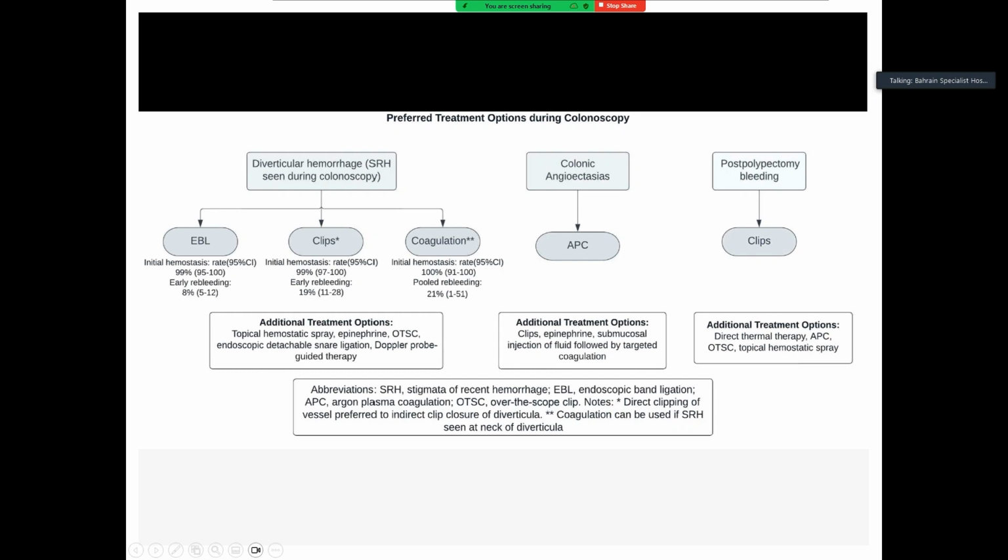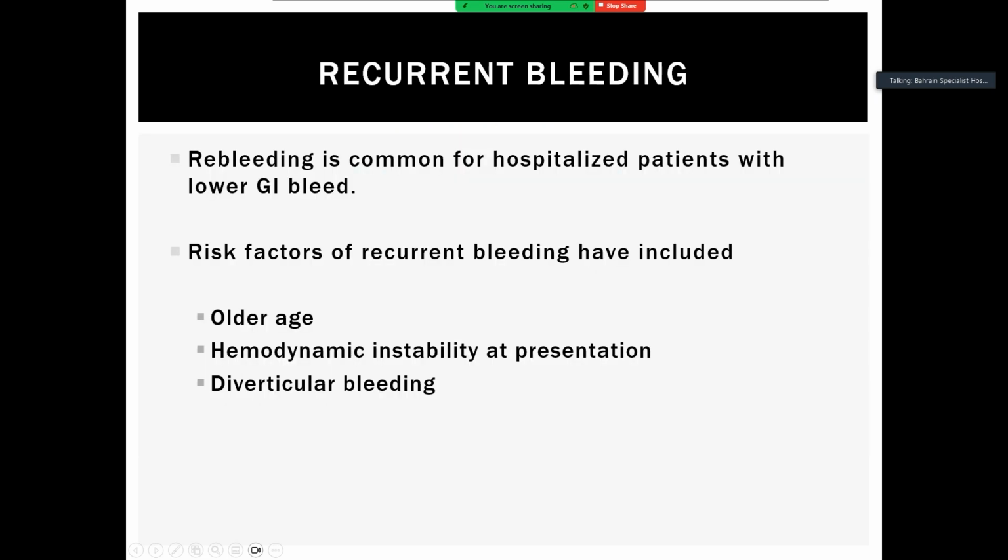For angiectasia, we have argon plasma coagulation. Other options include clips and epinephrine submucosal injection, which is preferred in the right colon, to raise the submucosa and then perform the coagulation. And in cases of polypectomy bleed, clips are the more preferred method and very effective. Other options include direct thermal therapies, argon plasma coagulation, over the scope clips, and topical hemostasis spray.